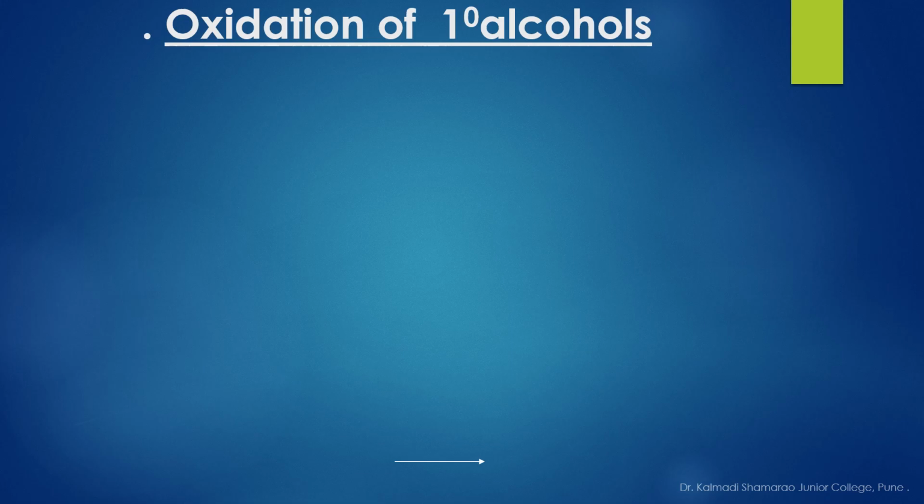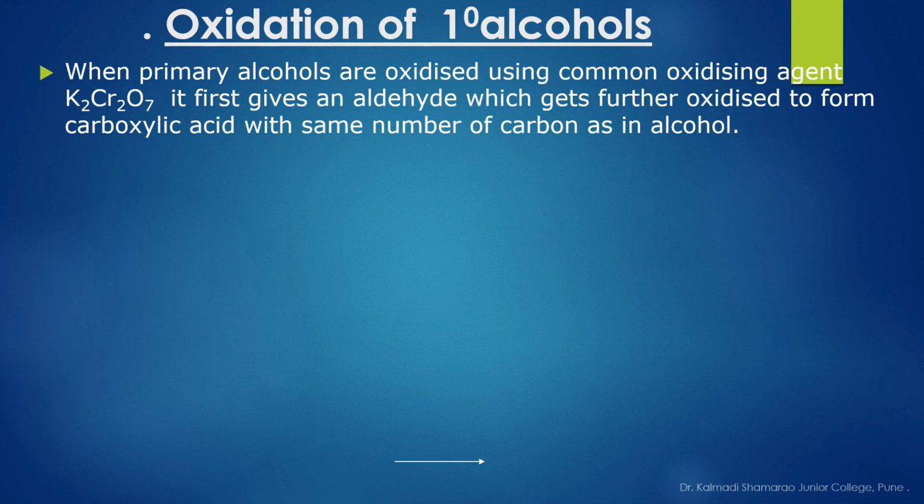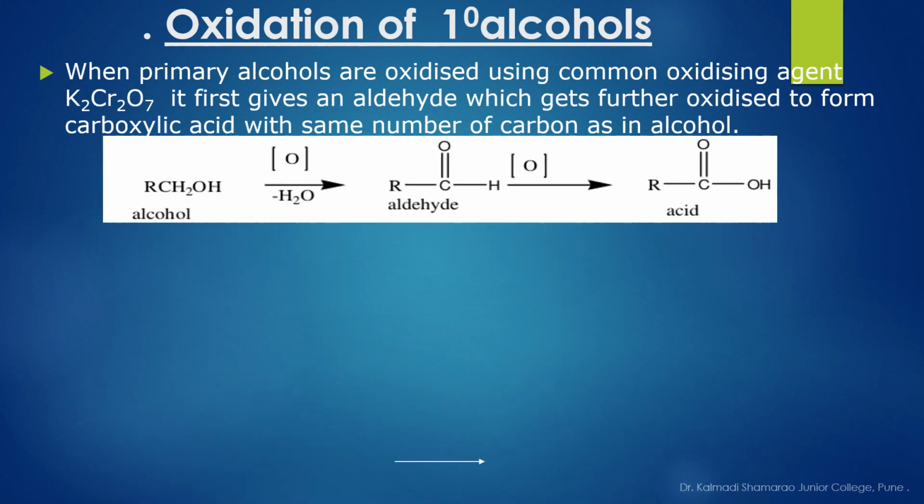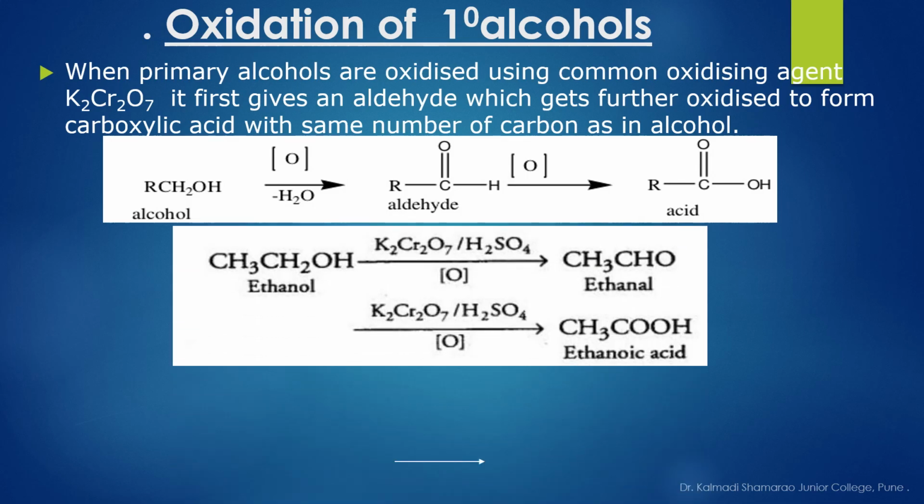First, we'll study oxidation of primary alcohols. When primary alcohols are oxidized using common oxidizing agents like K2Cr2O7, they first give an aldehyde, which gets further oxidized to form a carboxylic acid with the same number of carbons as in the alcohol. General reaction. An example.